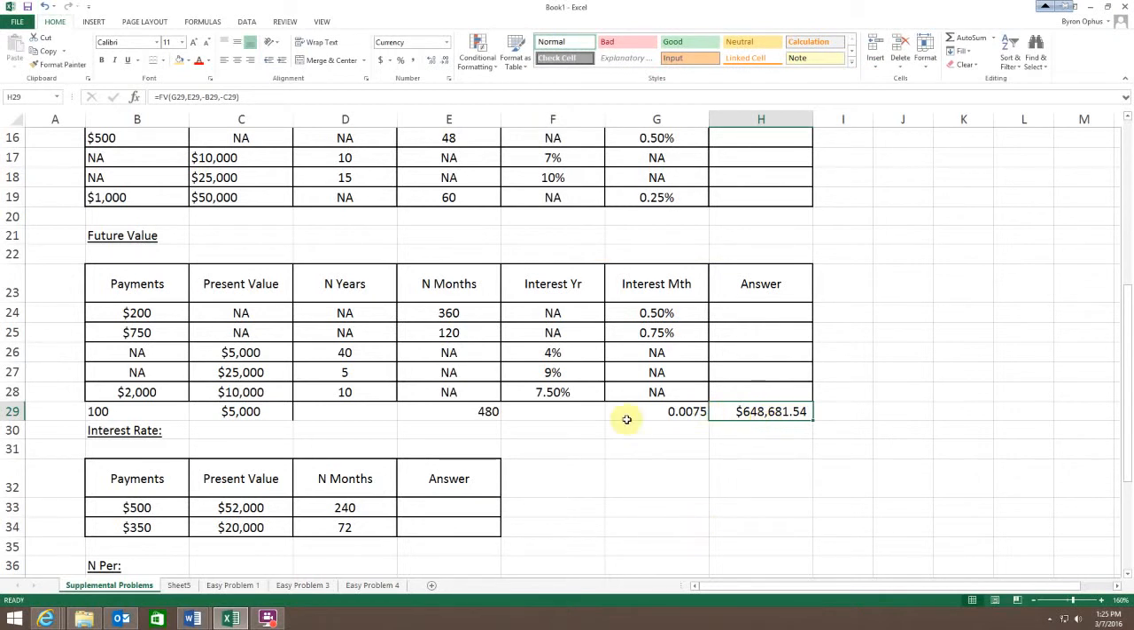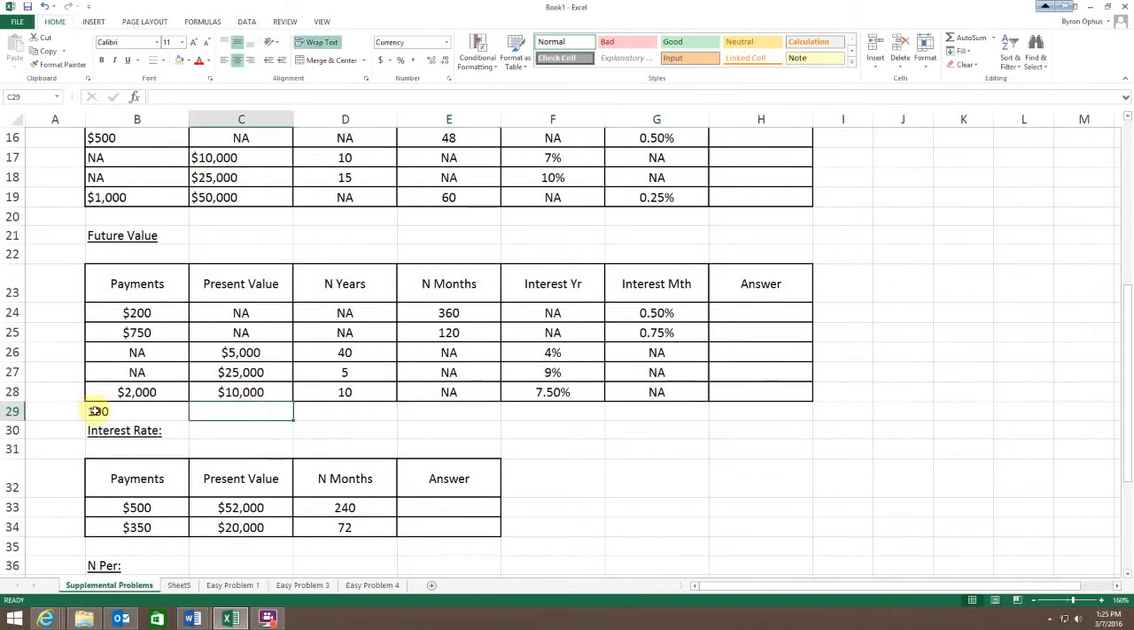$648,681.54. It wouldn't be too bad, you know, if you got like $5,000 for a graduation present, and then just $100 a month, and you'd have well over $500,000 for retirement on just $100 a month. Wow, think about that. Okay, so that should demonstrate how to do those.